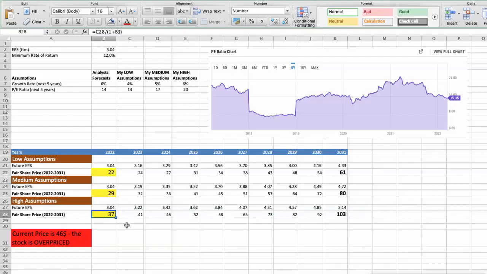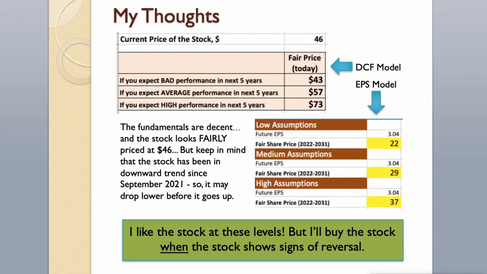As you can see, today the stock is overvalued at $46, even if we expect the company's high performance in the future. The fundamentals are decent, and the stock looks fairly priced at $46. But keep in mind that the stock has been in a downward trend since September 2021, so it may drop lower before it goes up. I like the stock at these levels, but I will buy the stock when it shows signs of reversal.